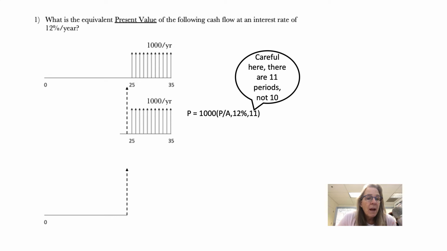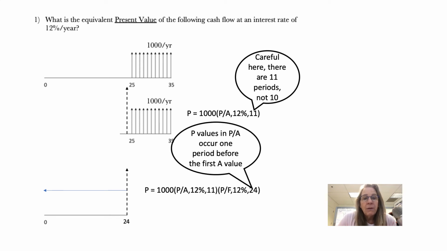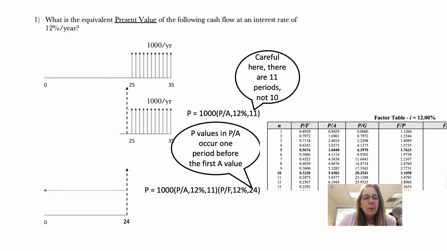So we have this one cash flow in time period 24, and we need to calculate its present value. All we do now is take this value, the 1000 times P/A, 12% for 11 time periods that we calculated above, and treat that as if it is an F value, and multiply that times P/F, 12% for 24 time periods. Again, we need to make sure that it's 24 time periods, because it occurs one period before the first cash flow.